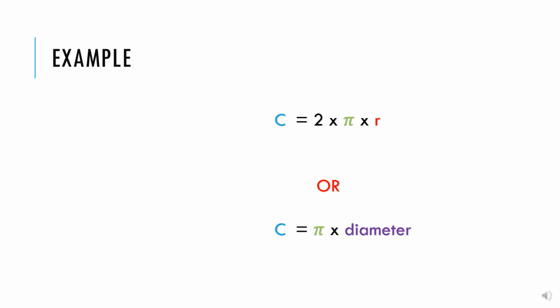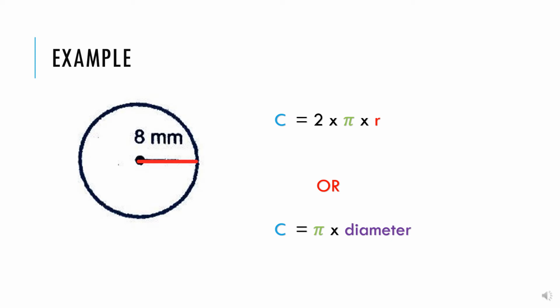Now, if we look at the example, they give us a circle with a radius of 8 millimeters. So which formula will we use? It will be easier to use the first formula given there, as we will take 2 times pi times the radius. So we just substitute the value of pi and the radius in the formula, and it gives us a circumference of 50,27 millimeters.